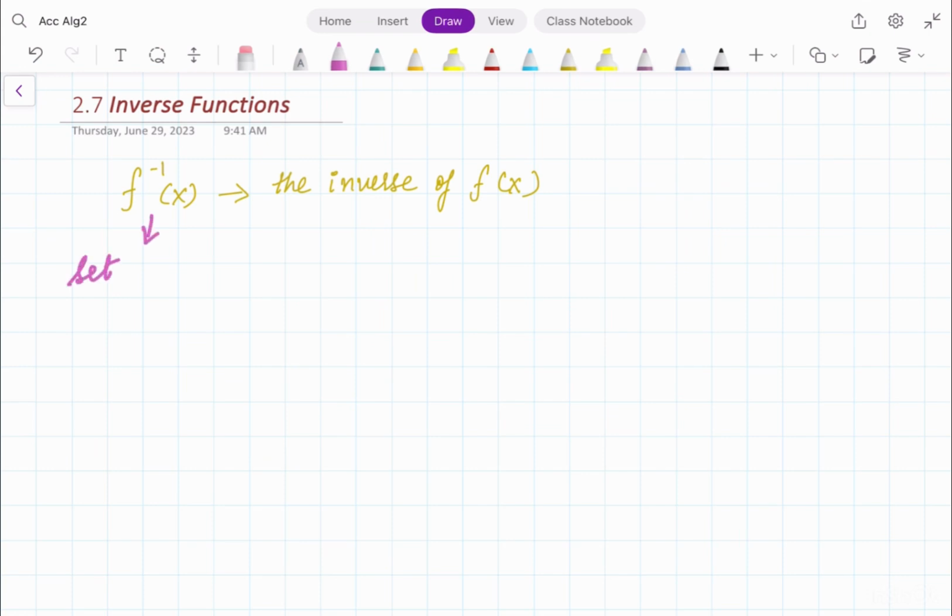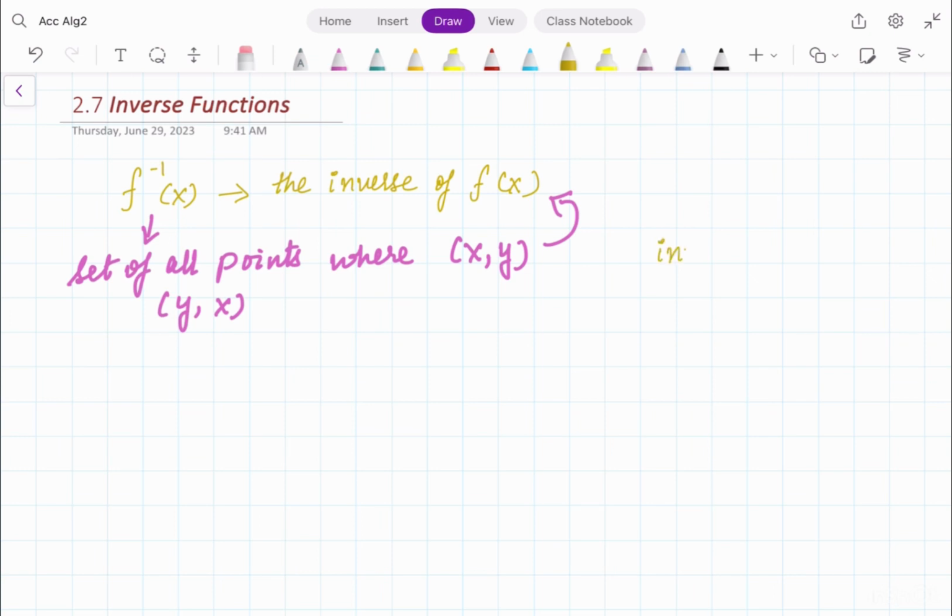It means f inverse x is the set of all points in the coordinate form y and x. Yeah, it is a little different, right? Whereas for x and y, we take the coordinates as x and y. So what it implies? It implies when we are talking about the inverse function, we are swapping x and y. So inverse functions are nothing but it switches the domain and the range. So for the original function, the domain is x and y. For the inverse function, it will be y and x.